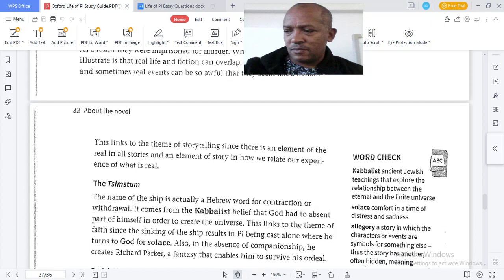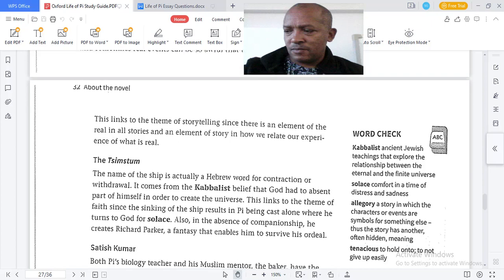This links to the theme of storytelling. There's another theme, storytelling. That's what you want to write down under themes. Since there is an element of the real in all stories and an element of story in how we relate to our experience of what is real.